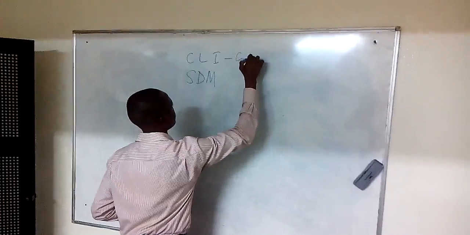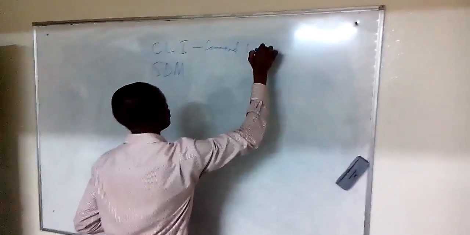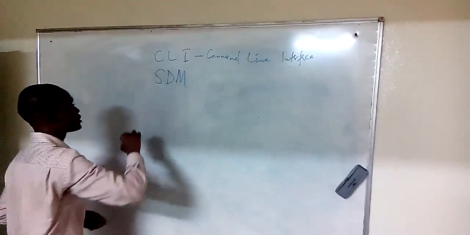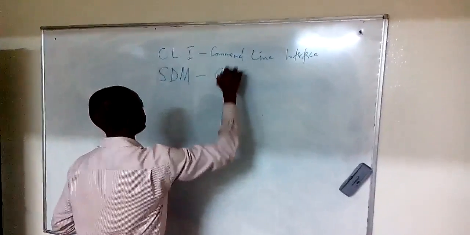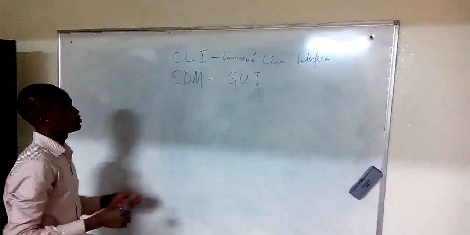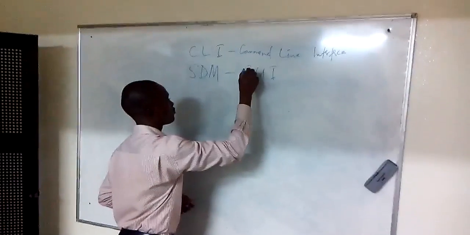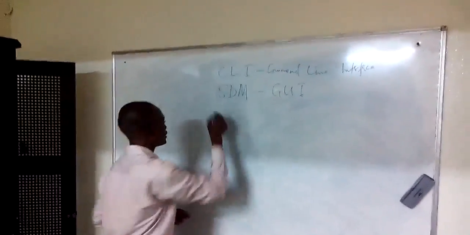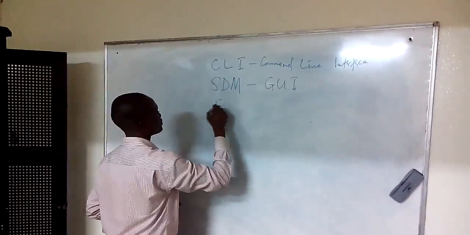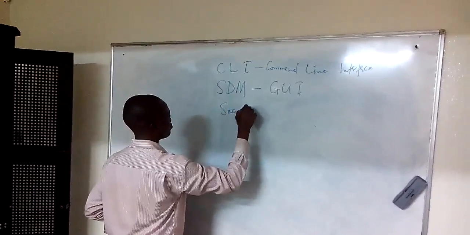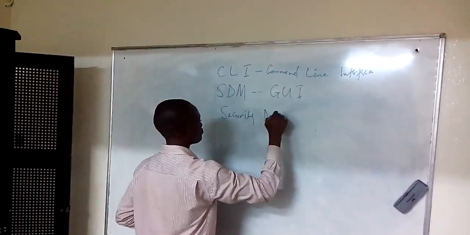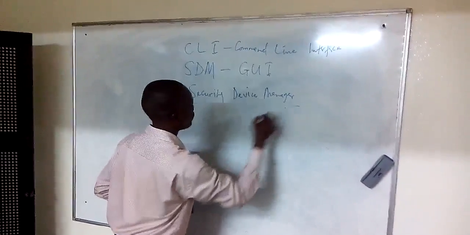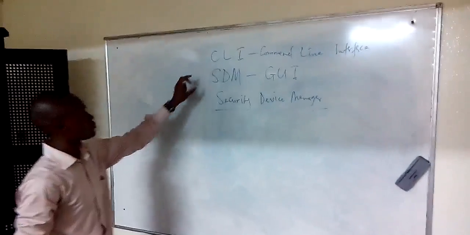Now, the command line interface is an environment where you use commands. But SDN provides us with a graphical user interface where we don't need a series of commands. All we need is to assign the device or the interface an IP. SDN, Security Device Manager, is a graphical user interface configuration tool for Cisco routers.